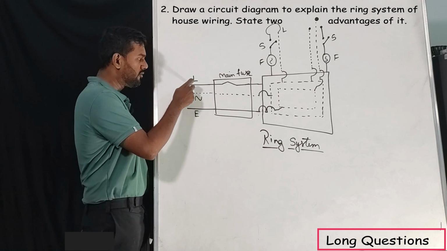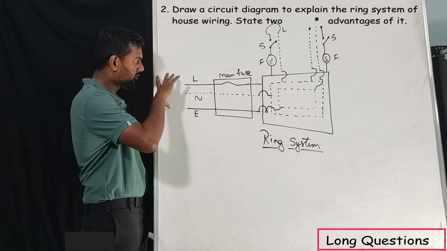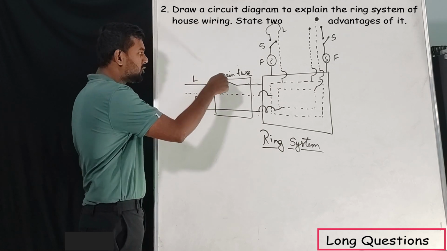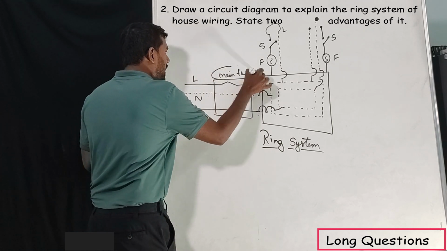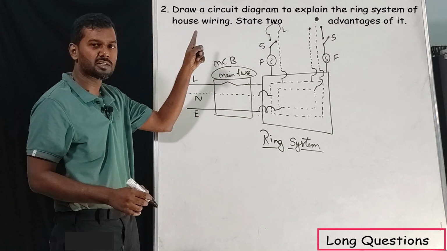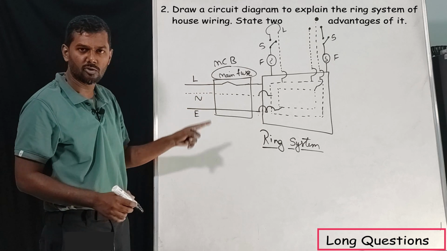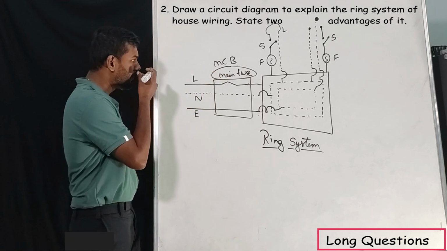We know we'll get three different wires from the main board, correct? From the main board it is connected to the main fuse. Nowadays you can also write it as MCB, miniature circuit breaker. Anything we can use. But nowadays we are not using the main fuse, we are using MCBs. Okay, listen.